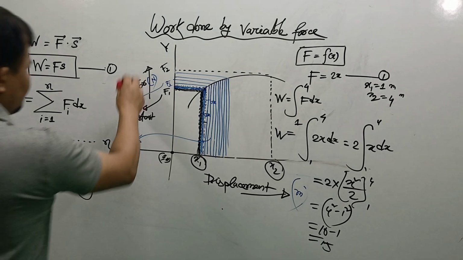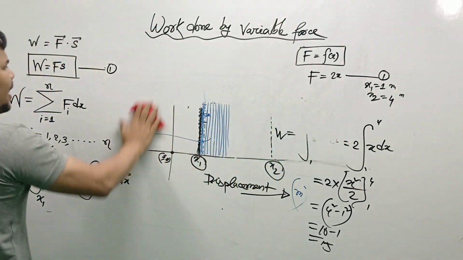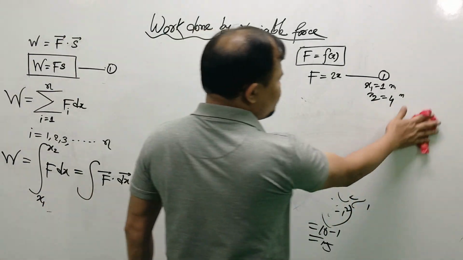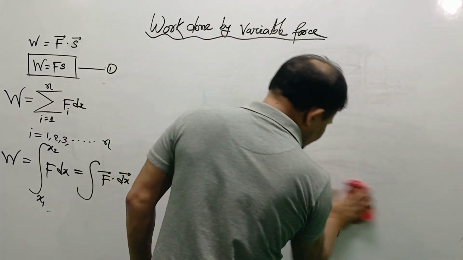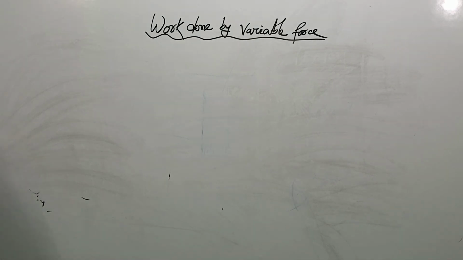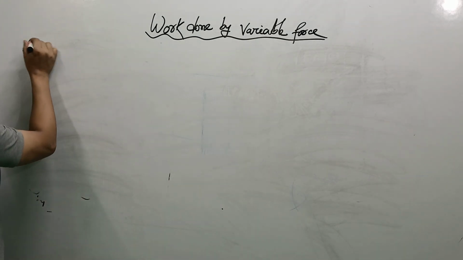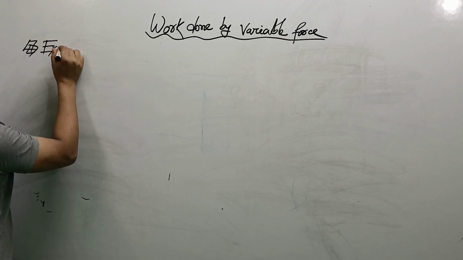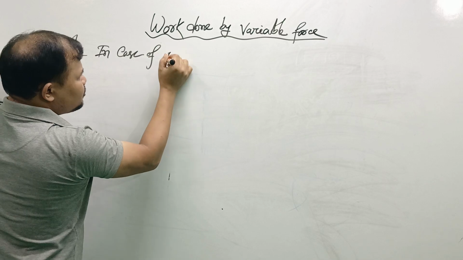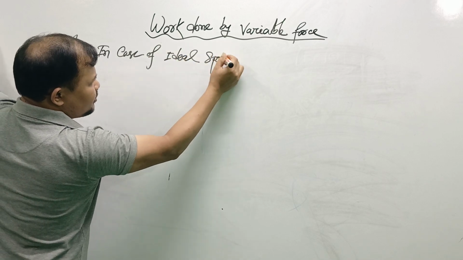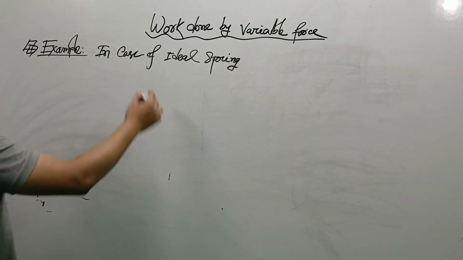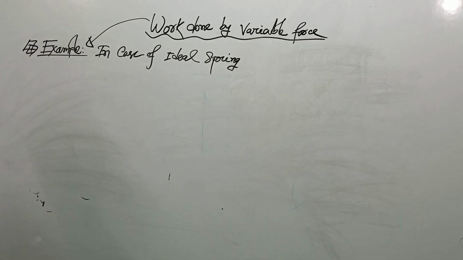My dear students, in case of the spring, if we take an ideal spring and extend it, then we need force. This force will be a variable force here. Suppose in case of the variable force, we take example 1, in case of an ideal spring: work done by variable force in case of an ideal spring.